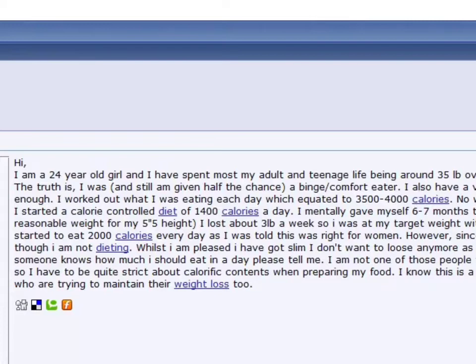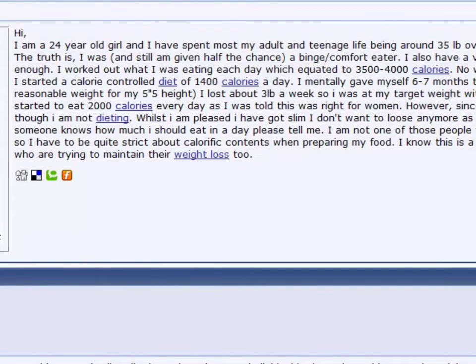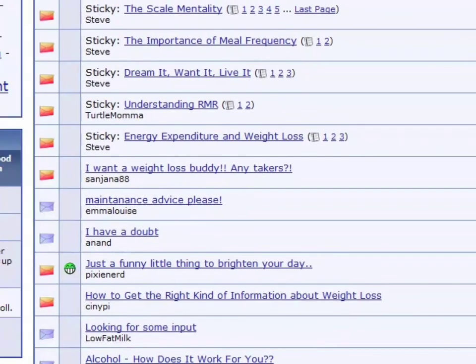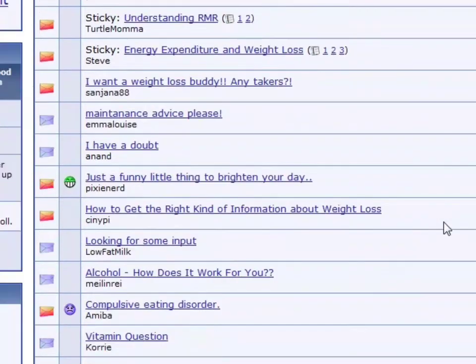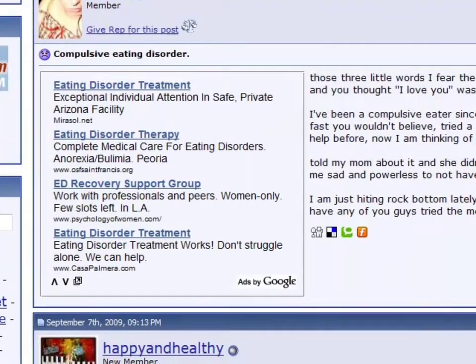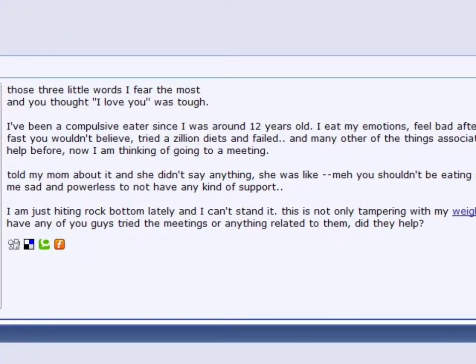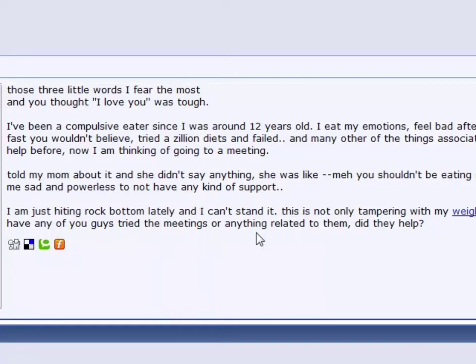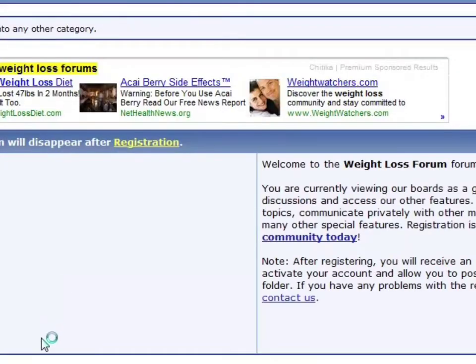Basically, I'm looking, she doesn't have a whole lot of frustrating points. What I'm kind of looking for is frustration words, like I'm so frustrated, I'm at my wit's end, I'm tired. Okay, here we go. Like compulsive eating disorder. Around 12 years old, I eat my emotions, feel bad afterwards, and sometimes eat until my belly truly hurts. I'm just hitting rock bottom lately, and I can't stand it. That's good words. Those are the words I'm looking for. I would copy these and put those onto a text file, okay?